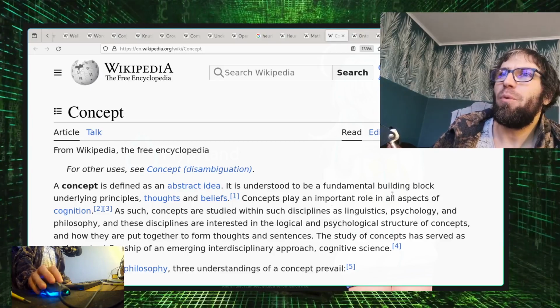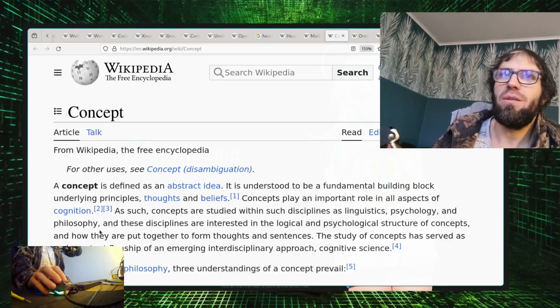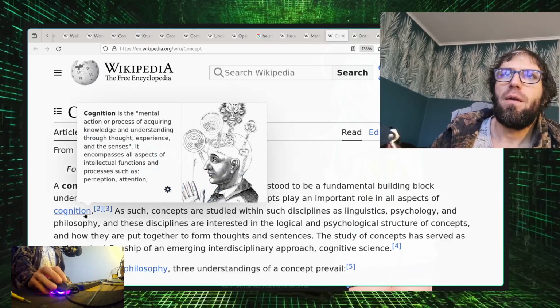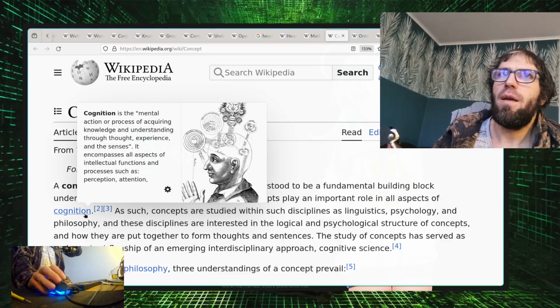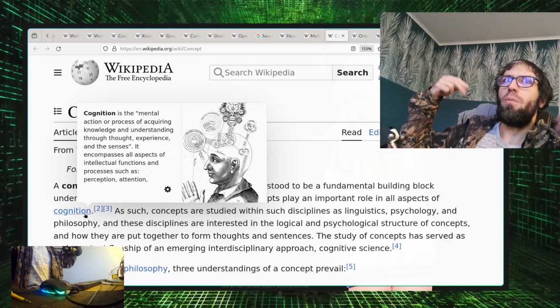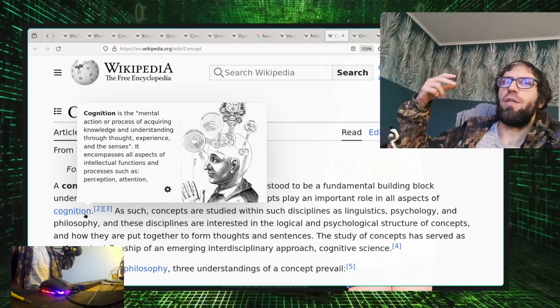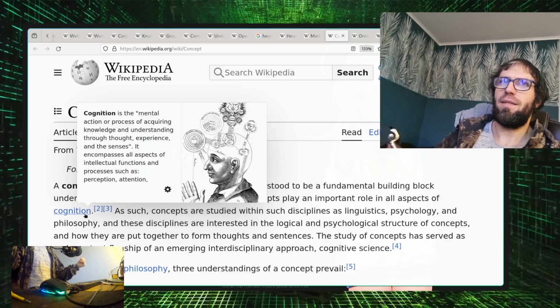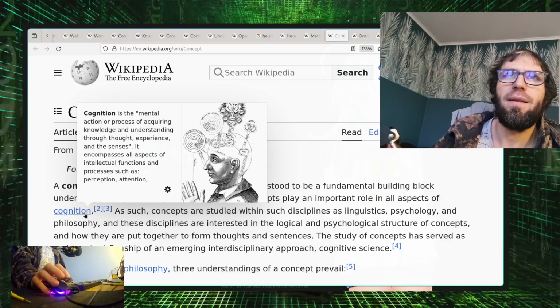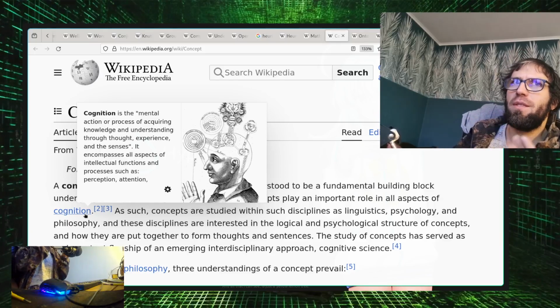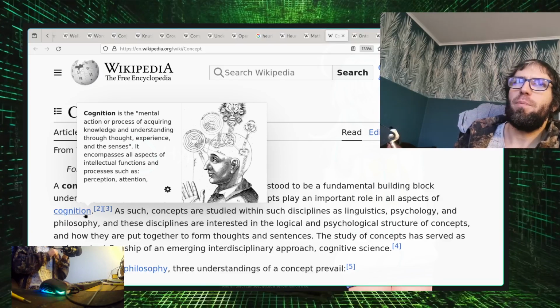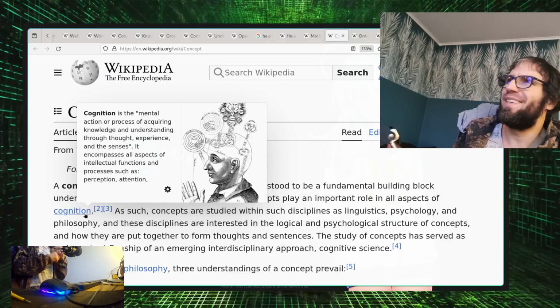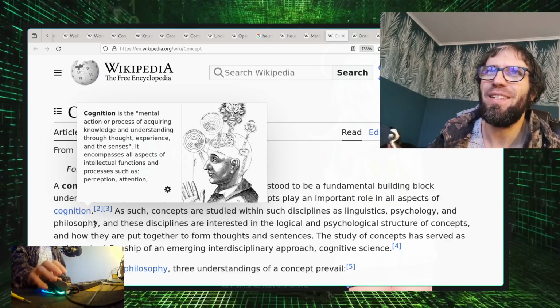Concepts play an important role in all aspects of cognition, of course. Cognition is a mental action or process of acquiring knowledge and understanding through thought, experience, and the senses. Okay. So we need to understand what the senses, experience, and thoughts are, to understand what is a cognition.